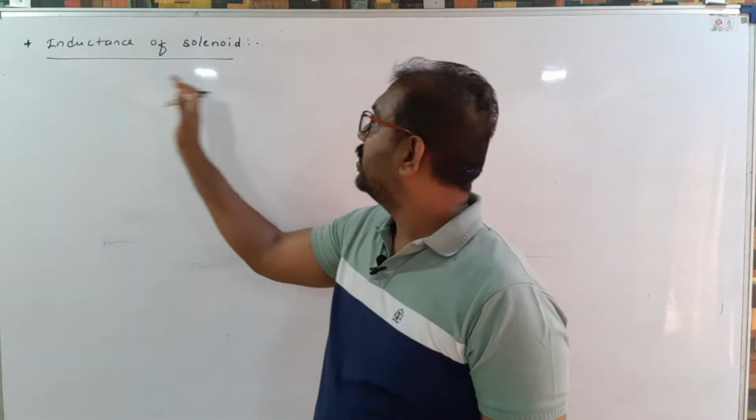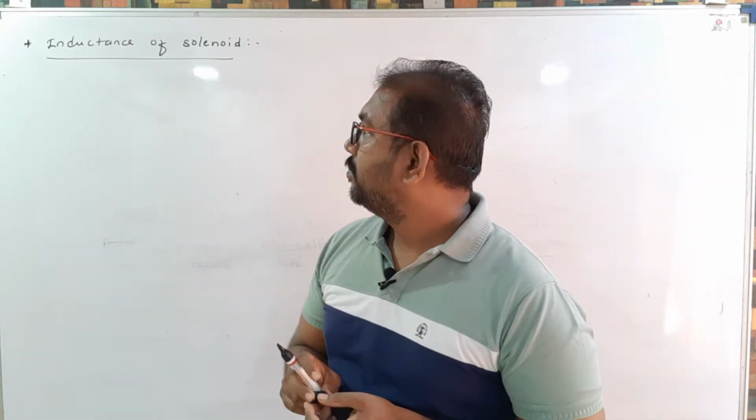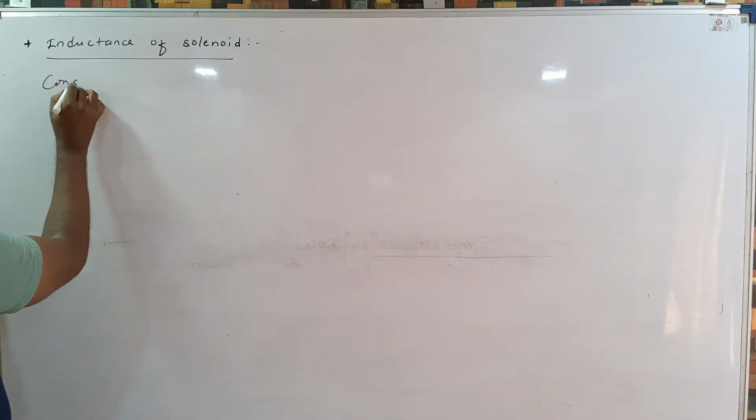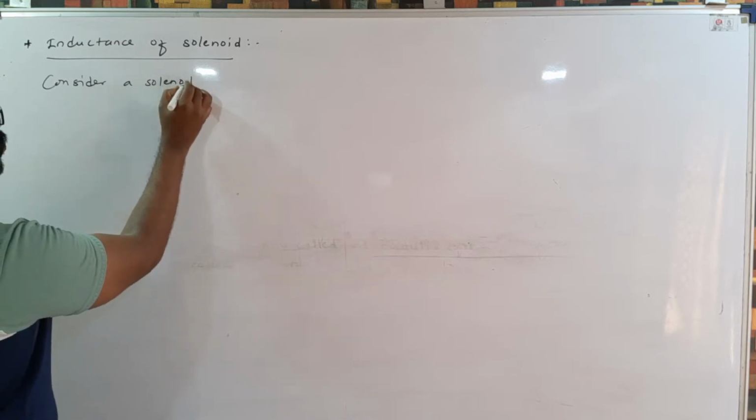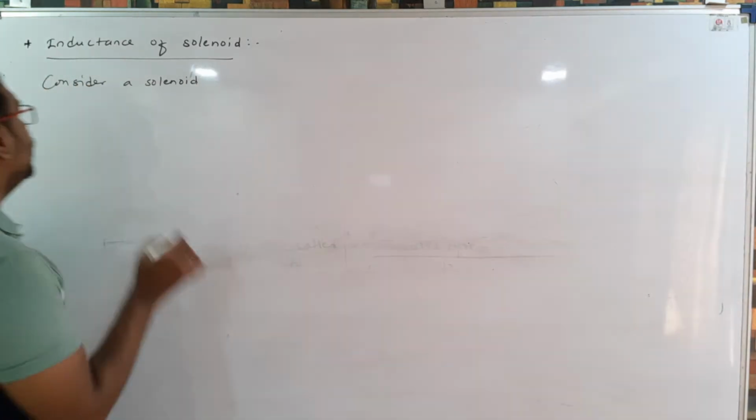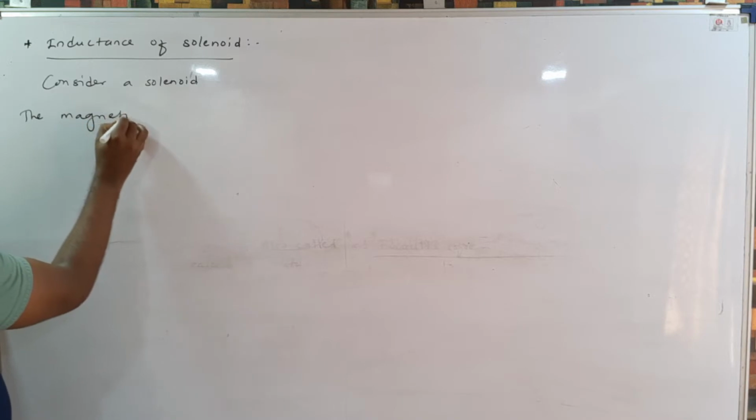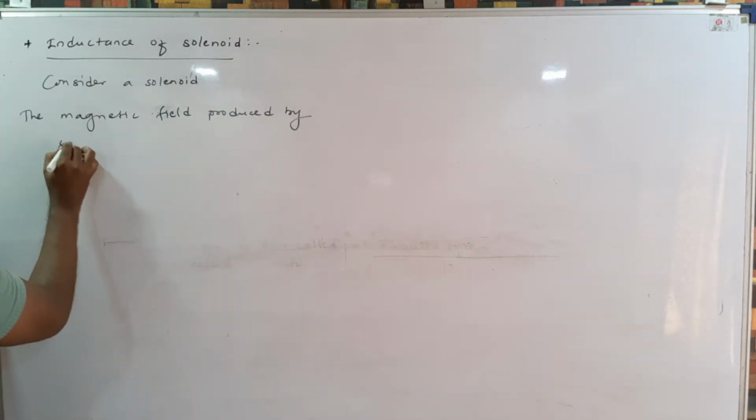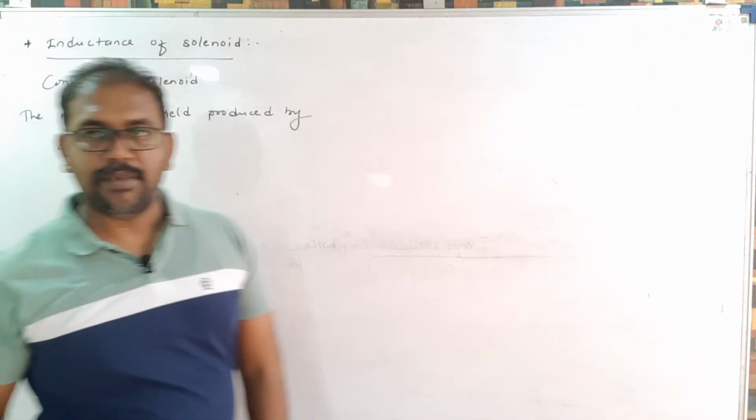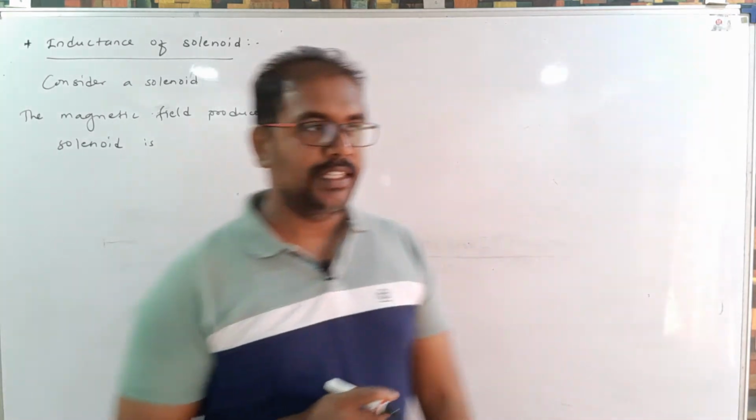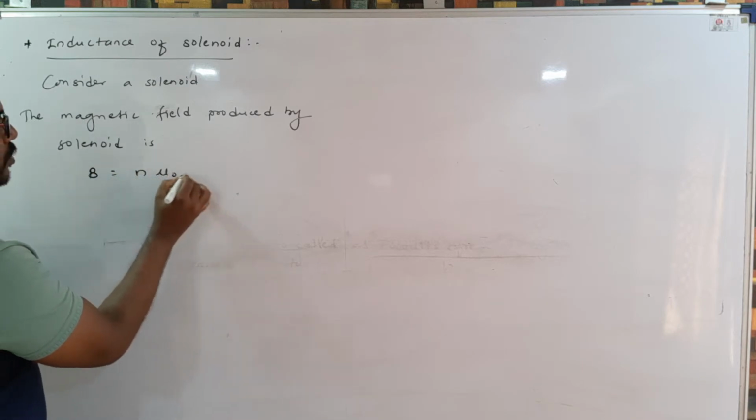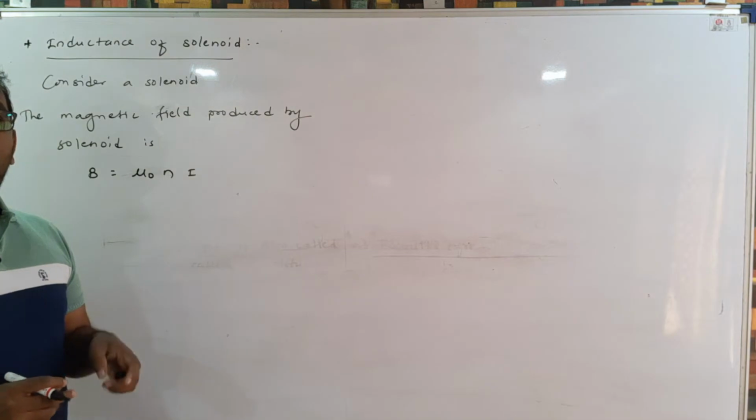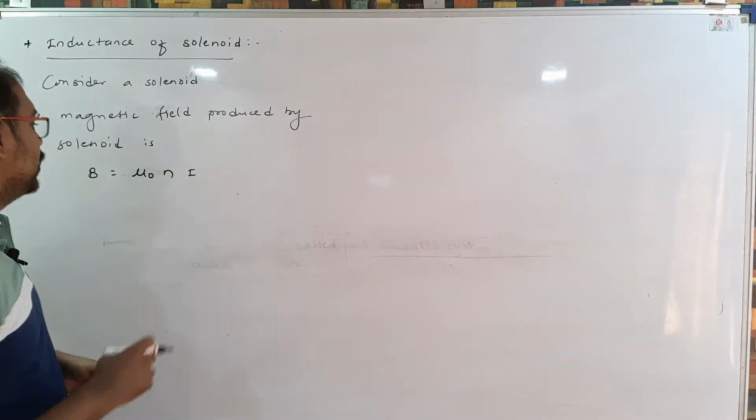Now we start inductance of solenoid. Here we consider one solenoid carrying current I. The magnetic field produced by the solenoid along its axis, we already learned this formula in the previous chapter, is given by B is equal to mu 0 n I. In this formula, I is the current and n is the number of turns per unit length. n is not the number of turns, it is the number of turns per unit length.